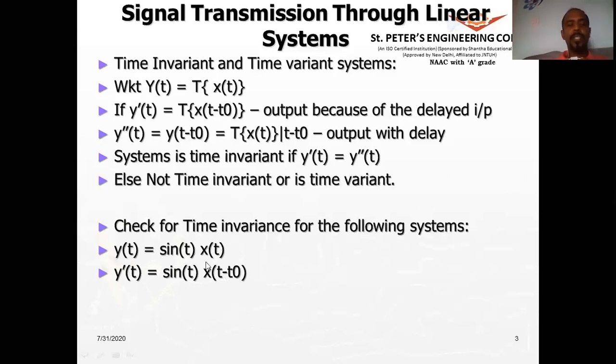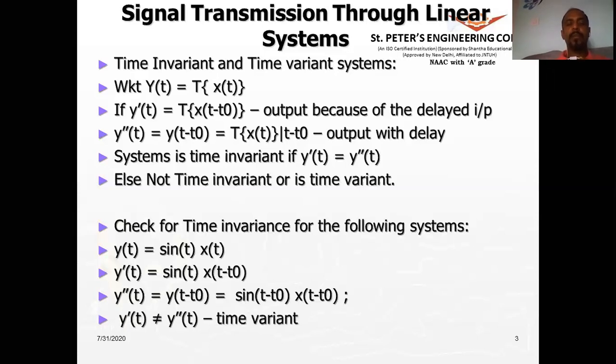I'm sure you would have guessed it. Yes. When you replace t by t minus t naught, you see that the sine term will also get t minus t naught, and the x term will also get t minus t naught, which is not the same as y dash of t. So y double dash of t is not equal to y dash of t. Therefore, the system varies with time. It is not time invariant. So this is how we prove whether the system is time invariant or not. Therefore, the given system is time variant. It varies with time.